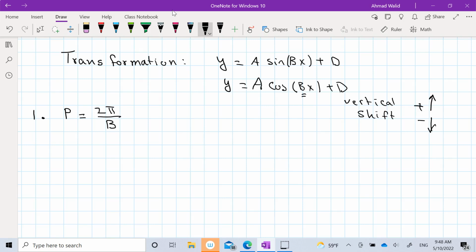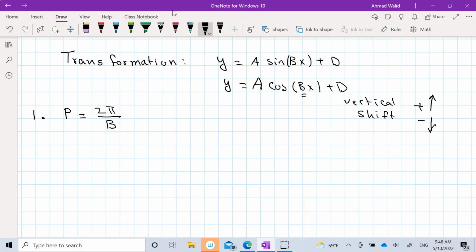Whatever B is, it gives you the period. And please, this formula is for sine, cosine, secant, and cosecant. It's 2 pi. For tangent, it changes to pi, correct? Do not use this for tangent, because the actual period for tangent is pi, not 2 pi. We will cover that when we graph tangent.